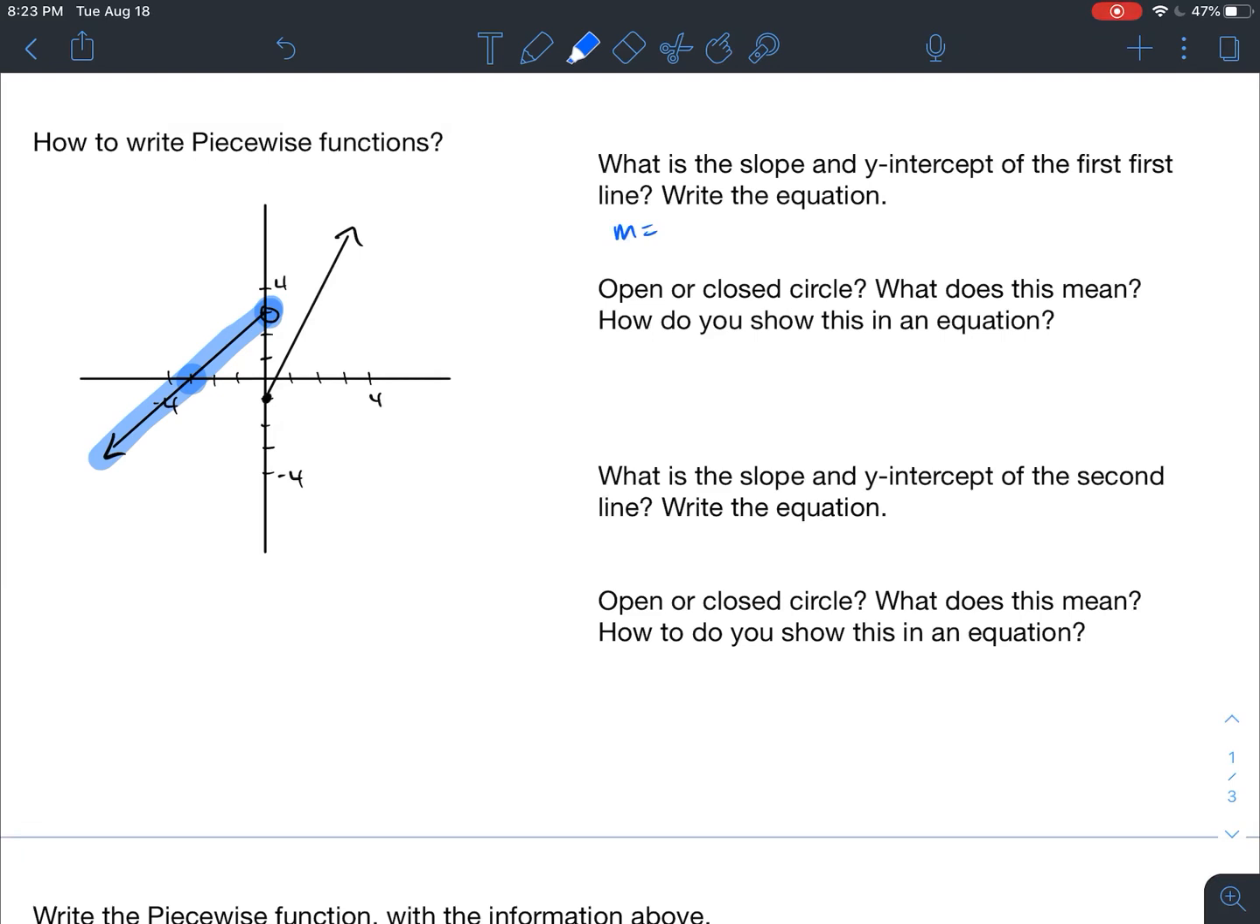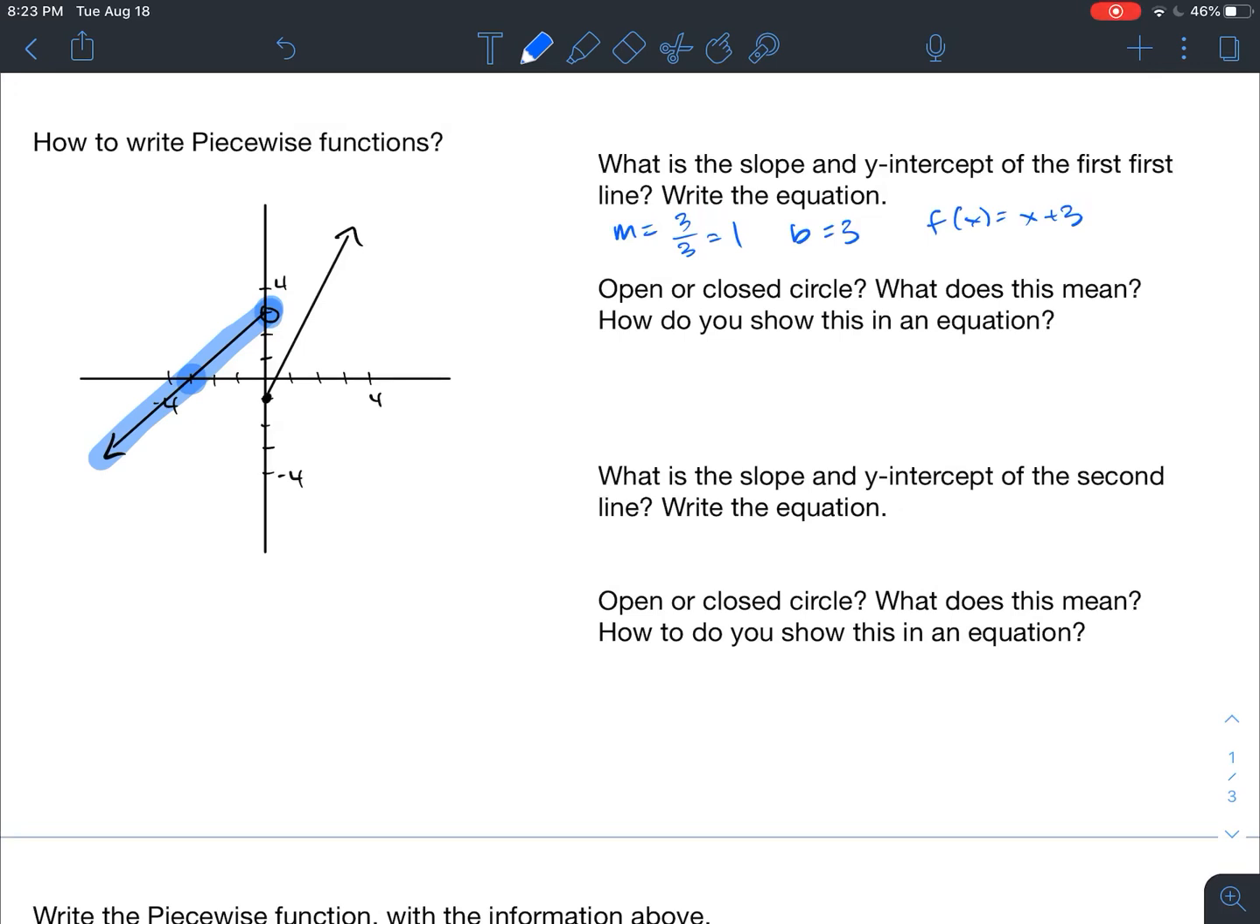So a rise of 3, run of 3, which means our slope is 1, because 3 divided by 3 is 1. Our b, we already identified that it crosses at 3 on the y-axis, so our b is 3. So our function is f of x is equal to x plus 3.